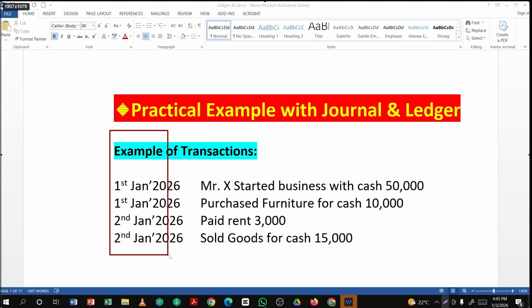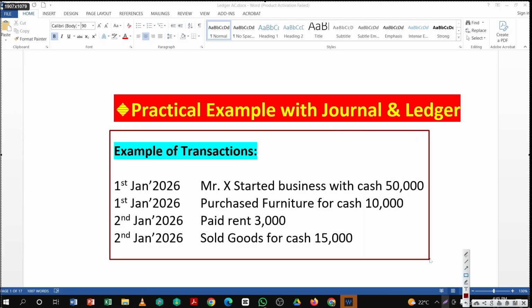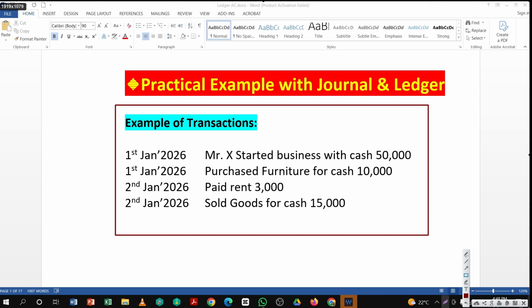This is the practical example of transactions. From this transaction, we post to the journal and ledger account. In my previous video, I explained with this example how to prepare a journal entry. You can see that video.